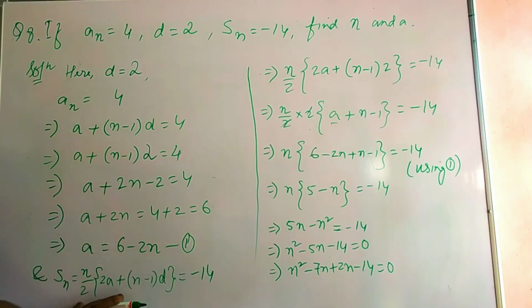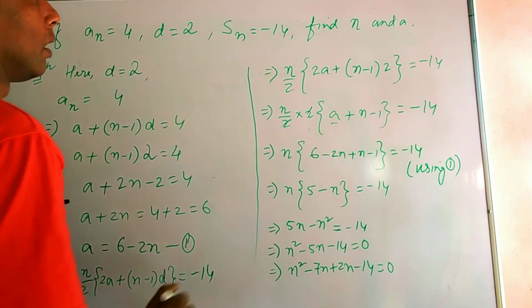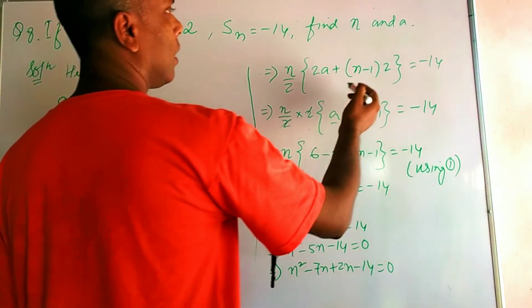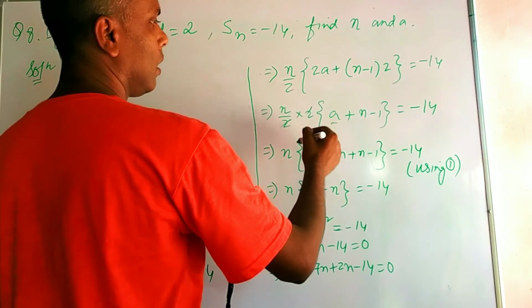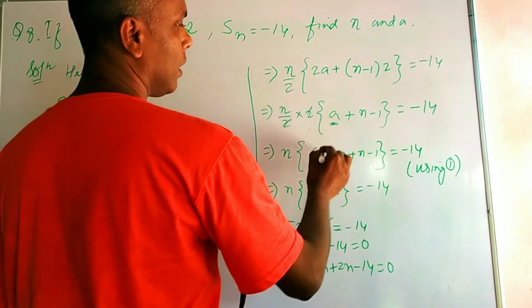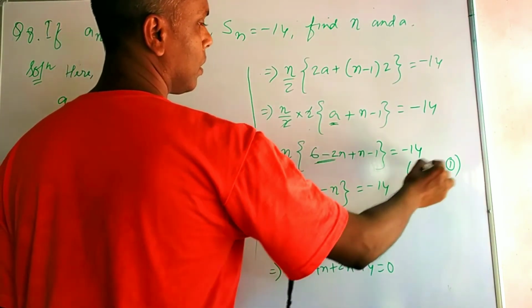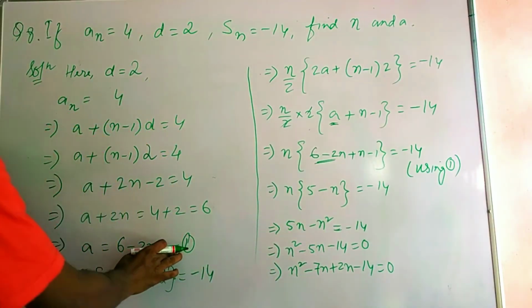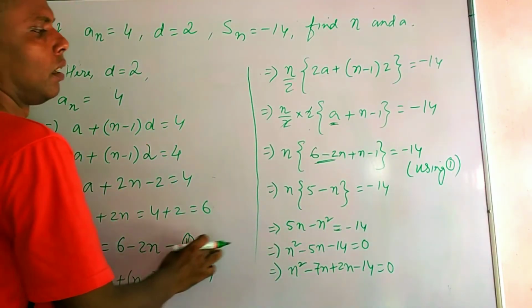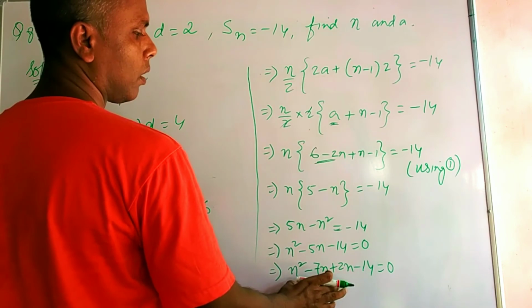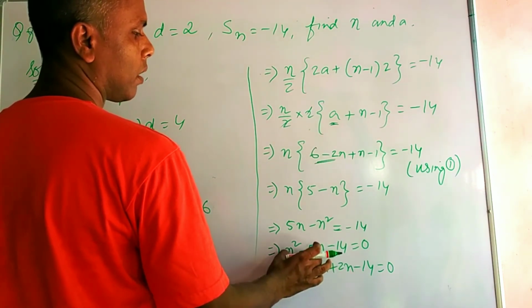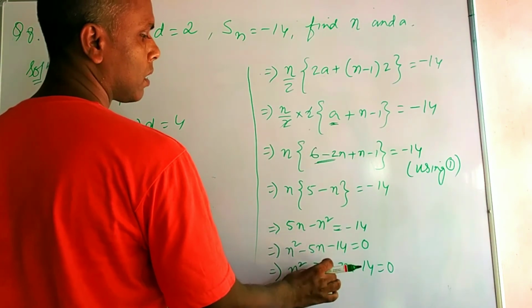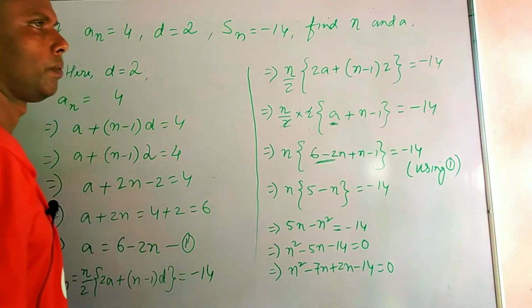We write the formula of Sn and substitute the value of d, and we take 2 common here and cancel it, and we substitute the value of a here as 6 minus 2n using equation number 1, and we get a quadratic equation, which we further factorize, the middle term as minus 7n plus 2n.